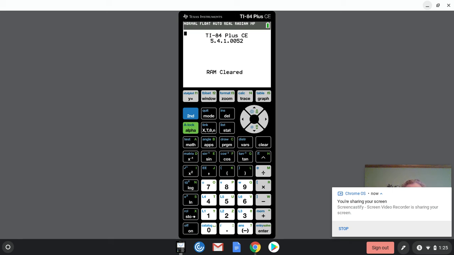I'm going to walk you through how to do some of the things in the calculator. Okay, so the first one is going to be the intercept method, which could also be called zeros or roots.